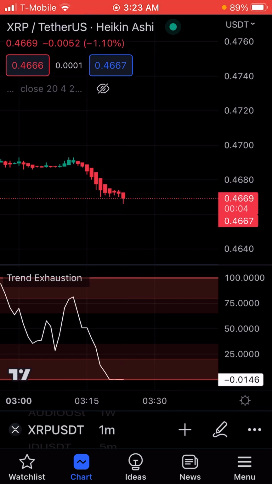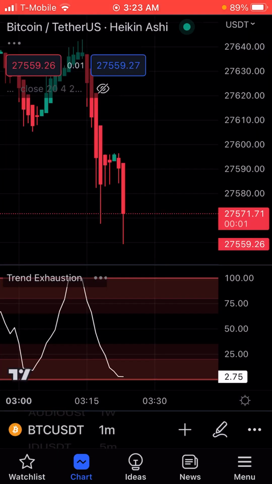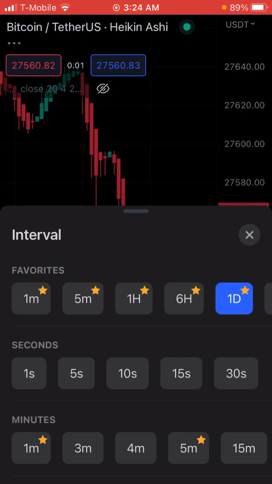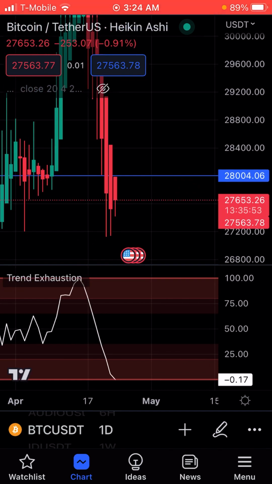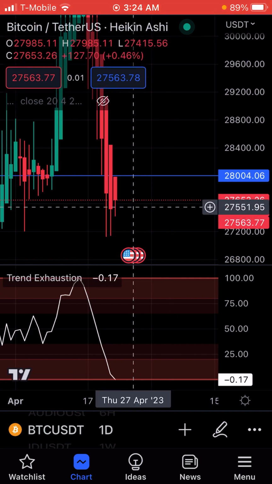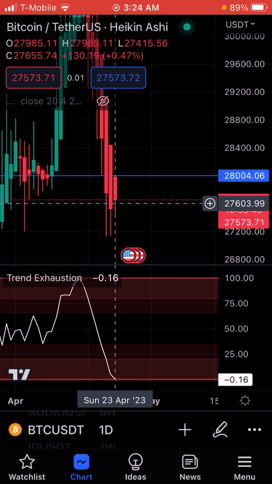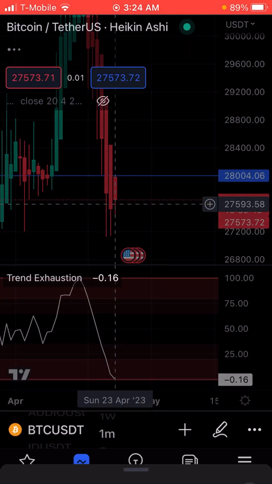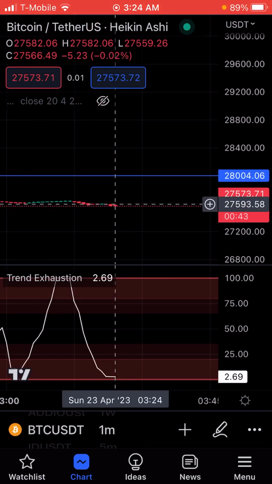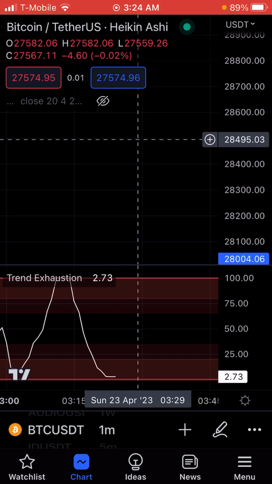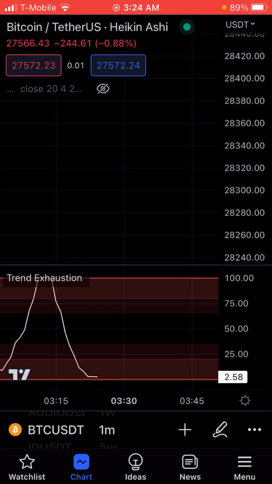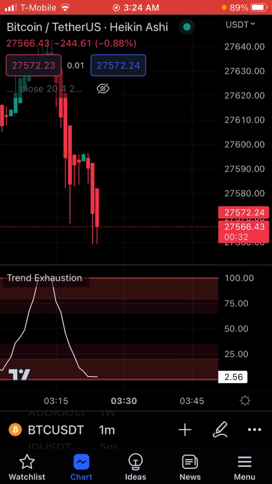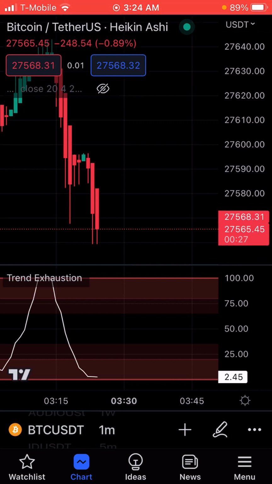But let's look at this with a couple other scenarios. Let's look at Bitcoin. Let's look at Bitcoin on the day. Okay. So Bitcoin has about the same thing. It's all the way down in the red zone. So if we look on the minute, we can see that it's still going down, but it probably will start going up. Let's see. It should start going back up within probably 3 or 4 minutes.